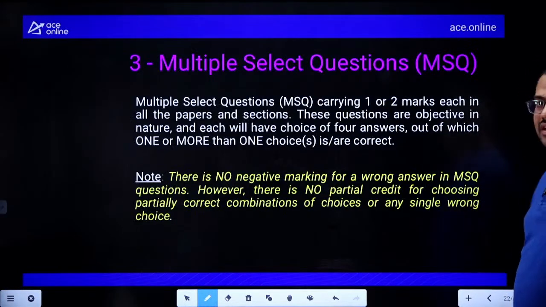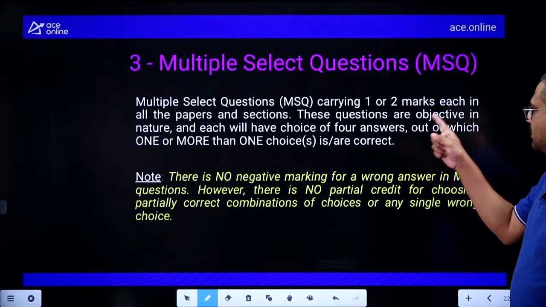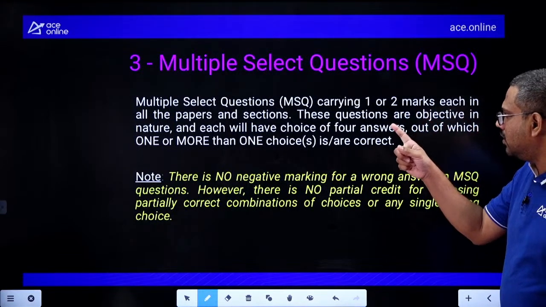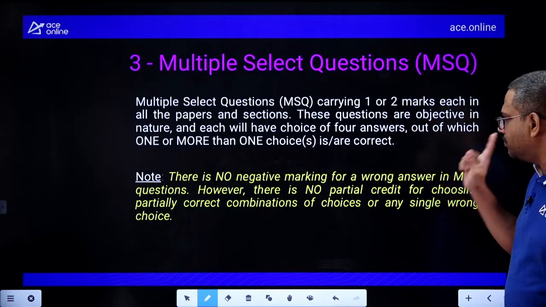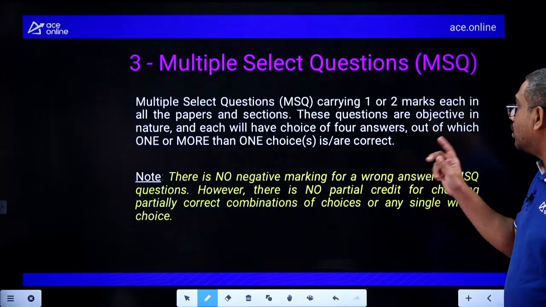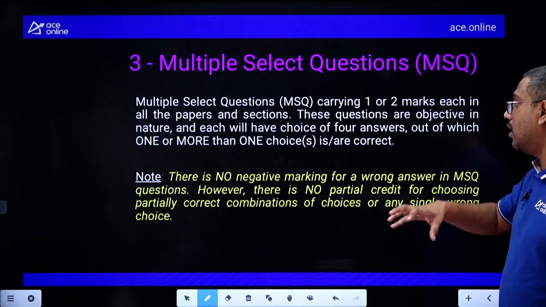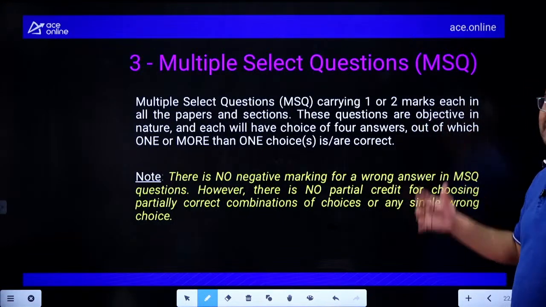Then the third type is MSQ, multiple select questions. Multiple select questions carry 1 or 2 marks in all the paper sections. These questions are objective in nature and each will have a choice of 4 answers, out of which 1 or more than 1 choice are correct.